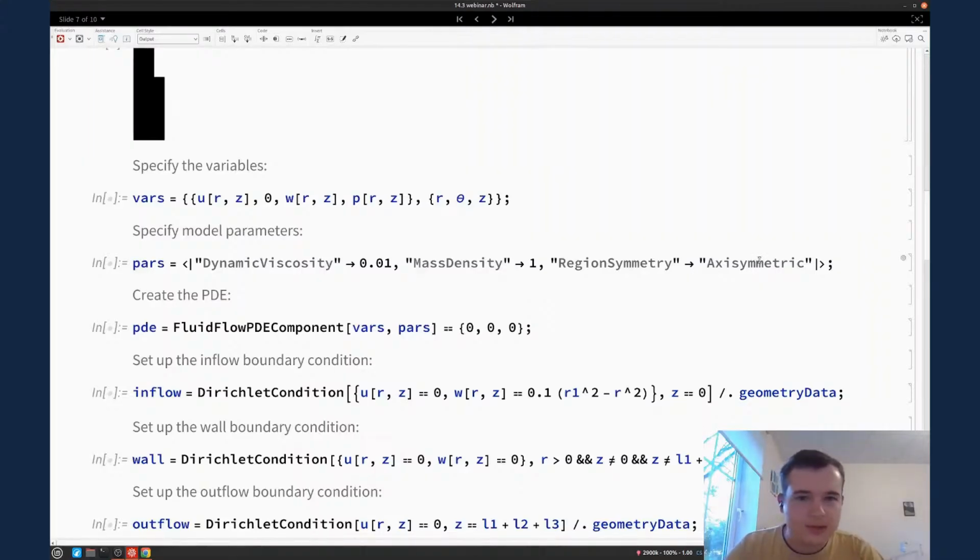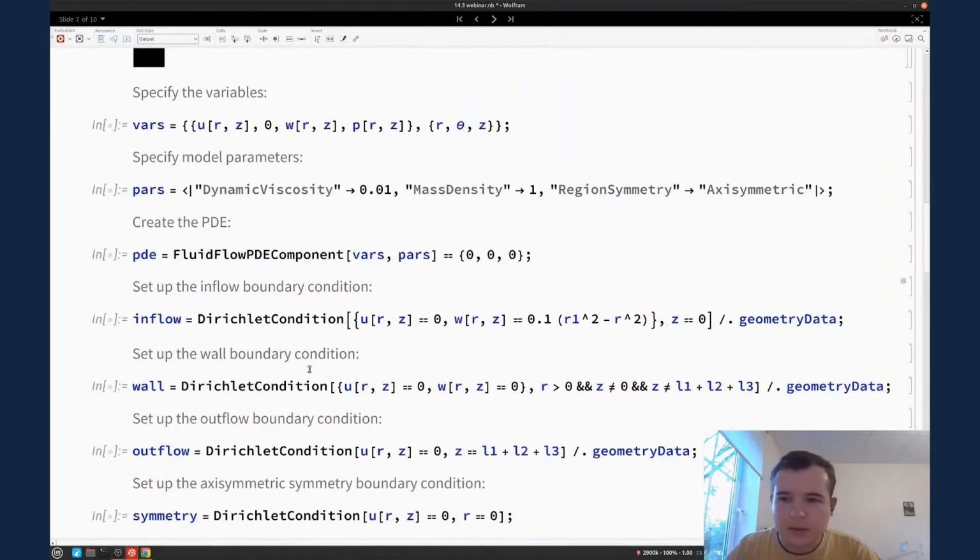And that's basically it. This is all you have to do if you want to obtain axisymmetric Navier-Stokes equations. All you have to do is just to modify slightly the variables and set the region symmetry to axisymmetric. The fluid flow PDE component takes care of the rest.